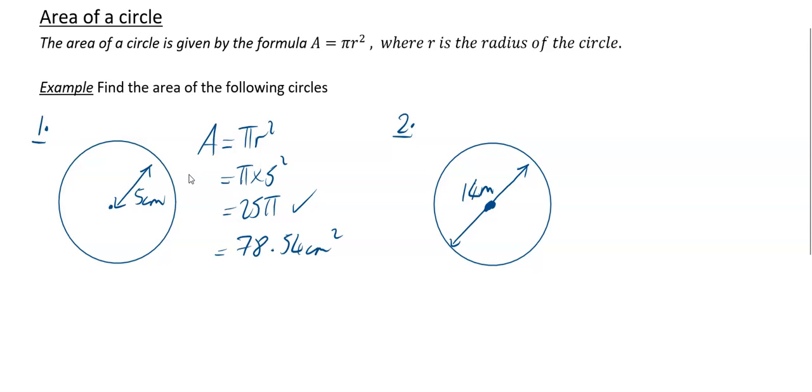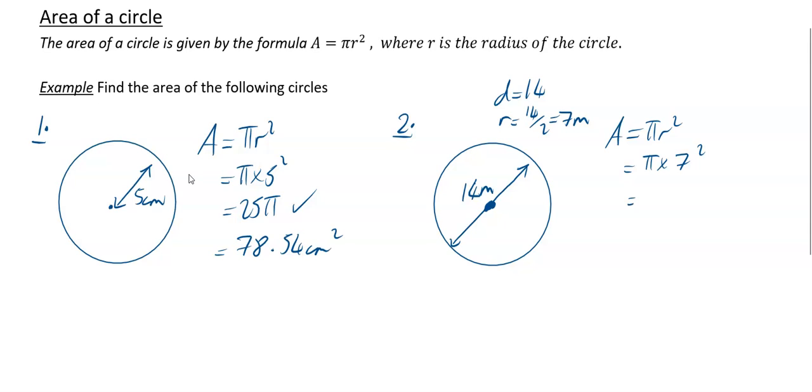In 2, write down the formula again. Area is equal to pi r squared. Now the problem here is we have got a diameter of 14. The radius is equal to half of the diameter. So it's 14 divided by 2, so it is 7 meters in this case. So always find your radius before you can find your area. So it's pi times 7 squared, 7 was my radius, remember?